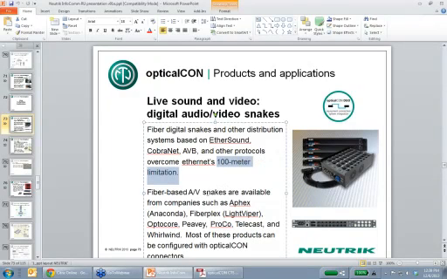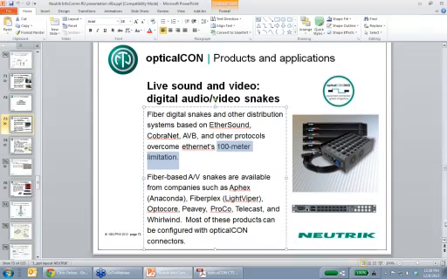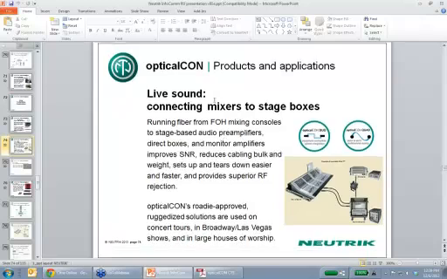Companies with fiber snakes include Aphex, Fiberplex, Opticore, PV, Proco, Telecast, Whirlwind. There are a lot of people playing in this space. But now's a case where I want to mention a lot of these company names so that you can learn some new names if you don't know these.